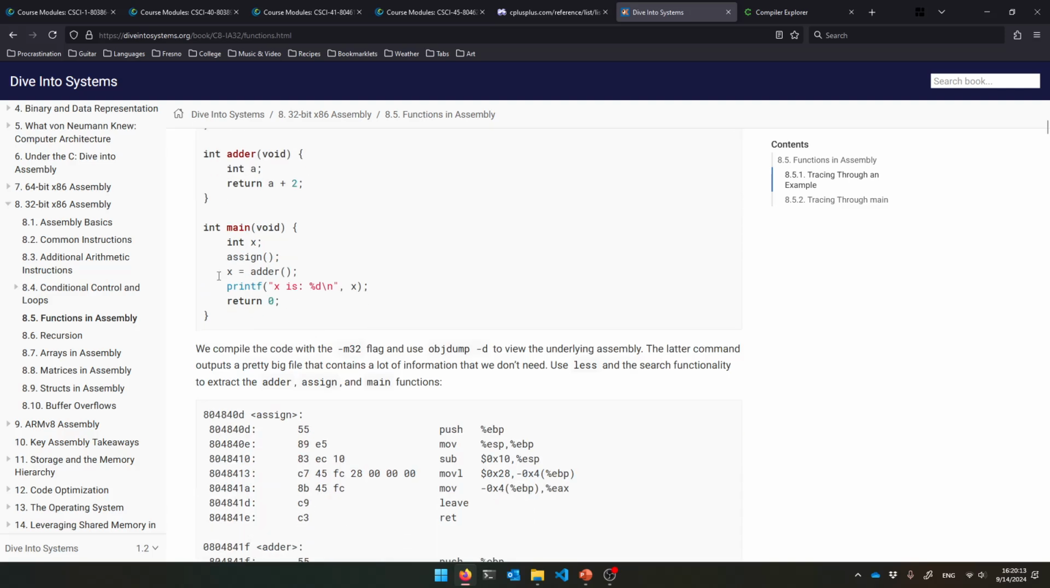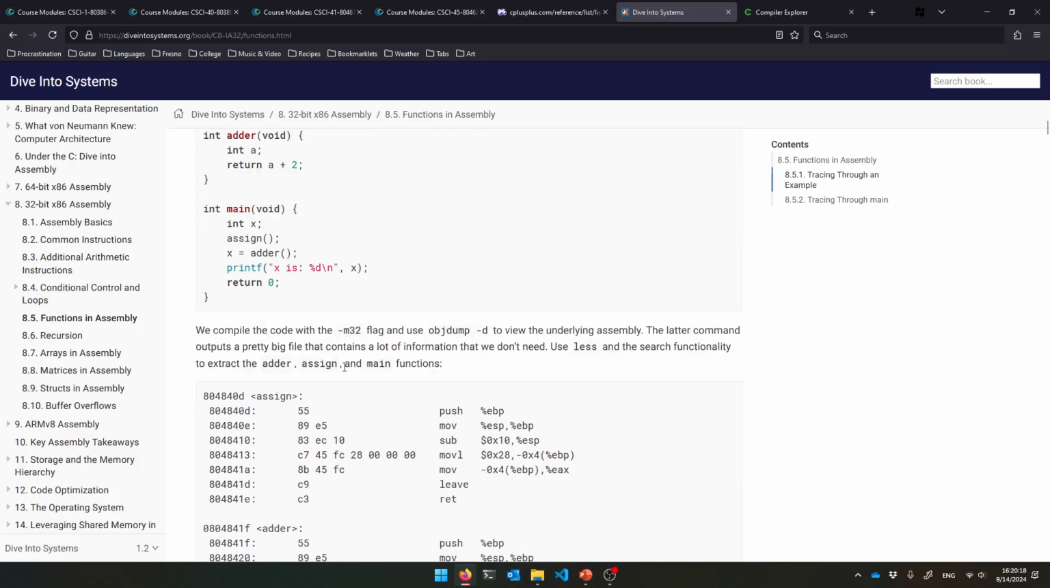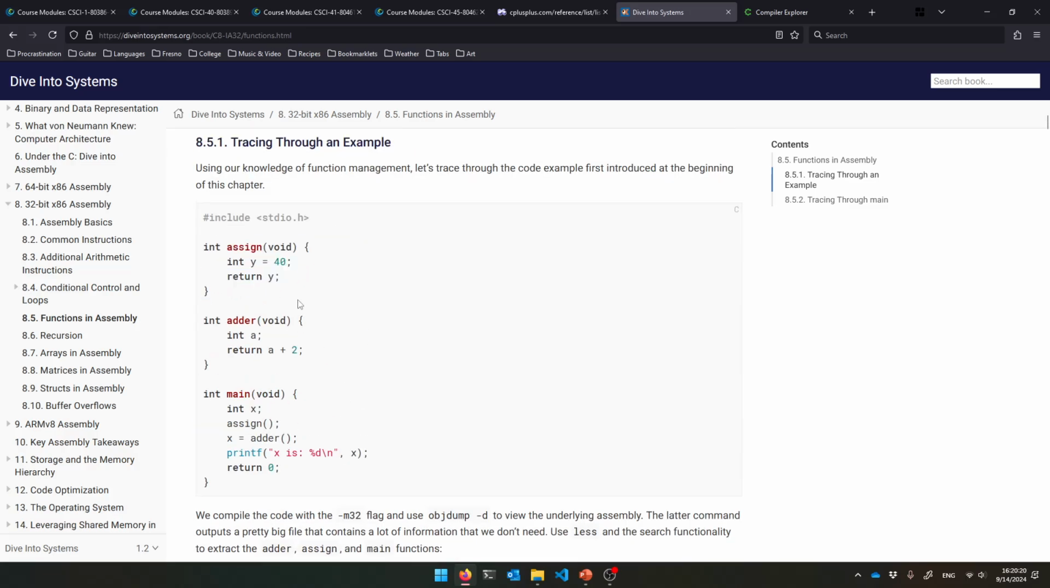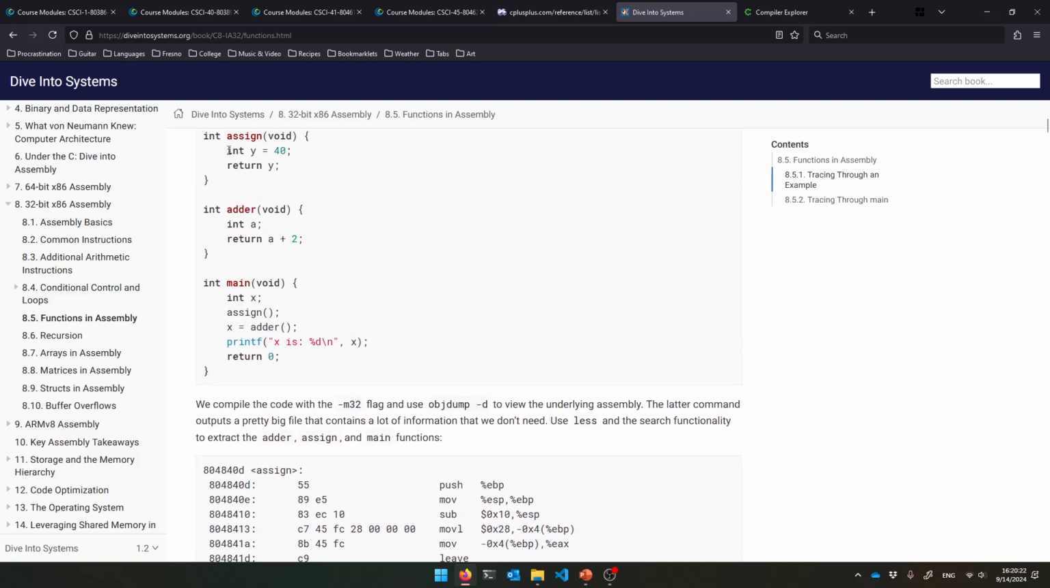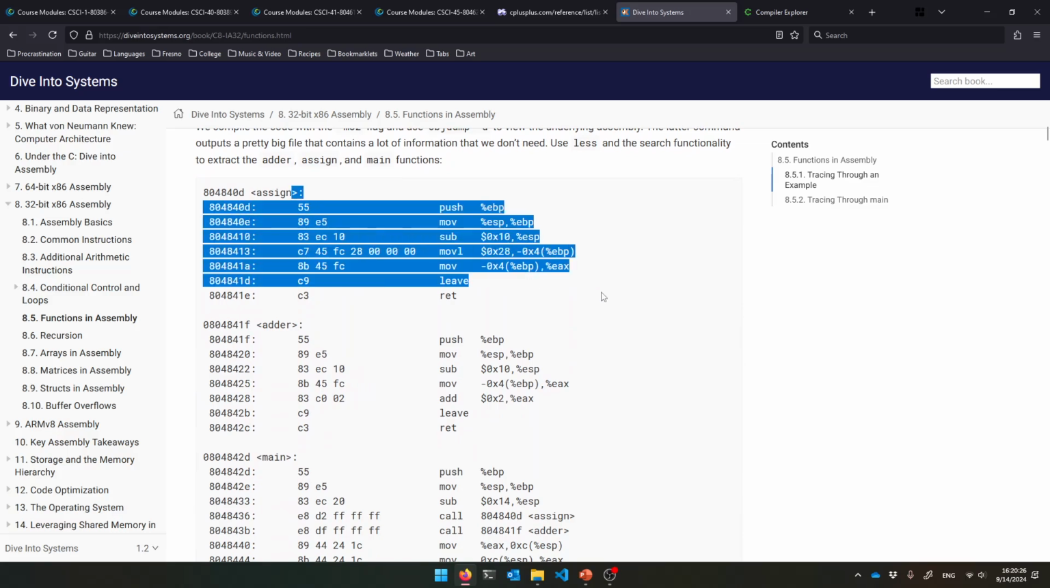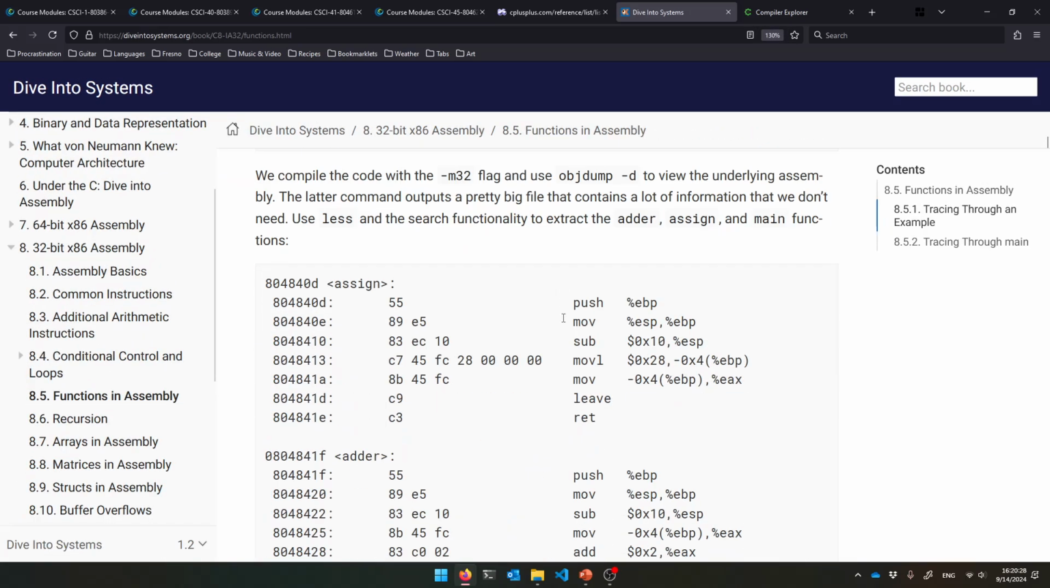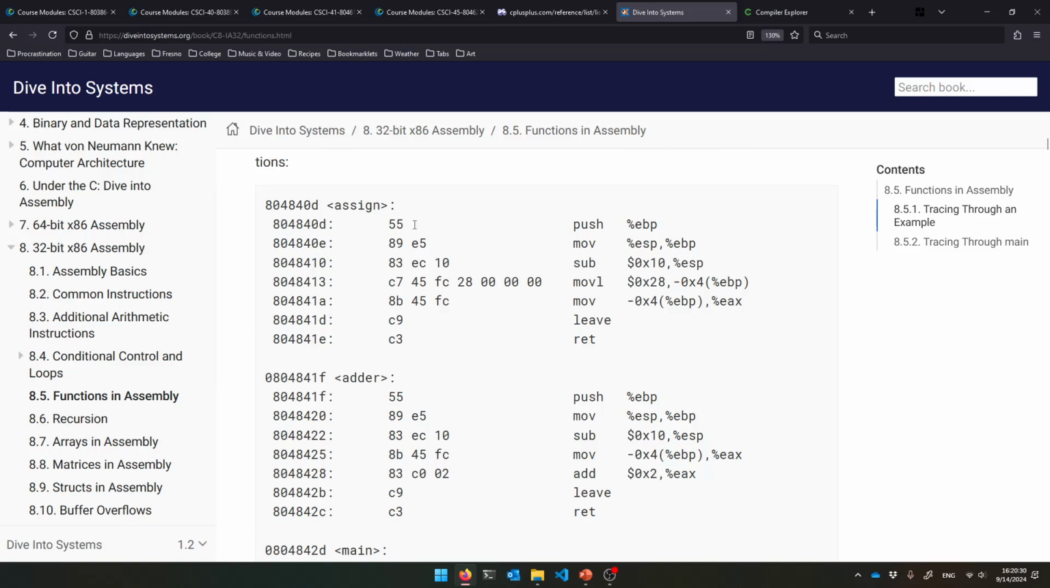All right, so here's the example that your book wants to show you, and let's try to talk through at least one of these examples. So this assign function, what's it going to do? All it's trying to do is make a variable holding 40 and return that thing. So what does that look like in assembly land? This is 32-bit x86 Intel assembly. So okay, what's it going to do?